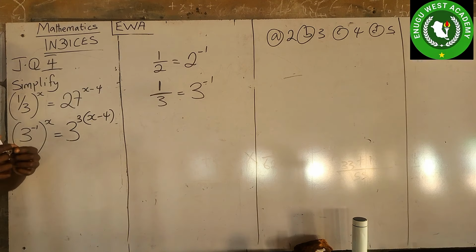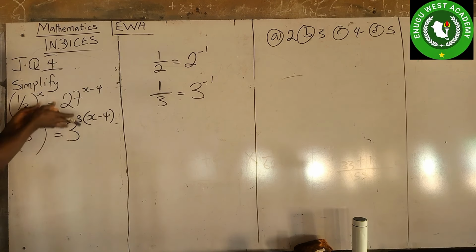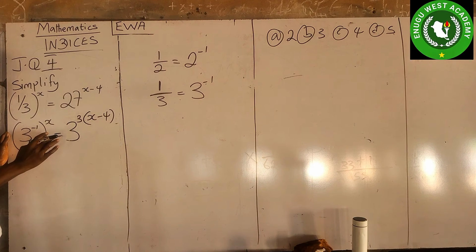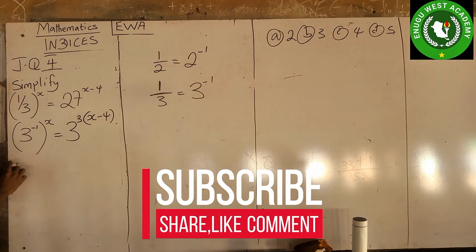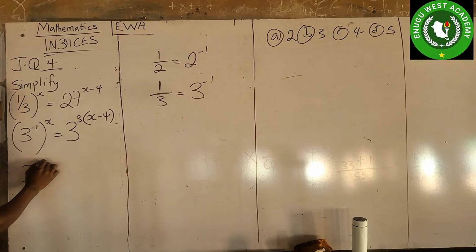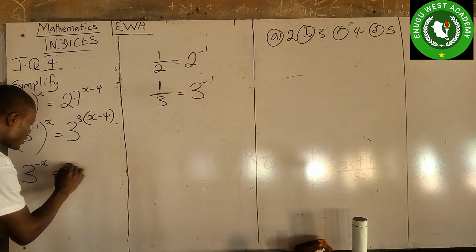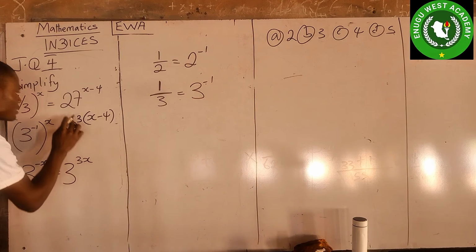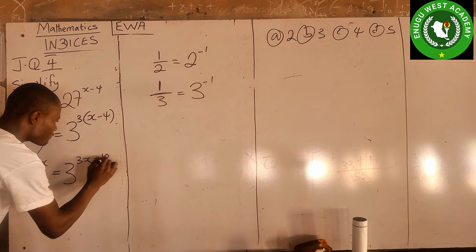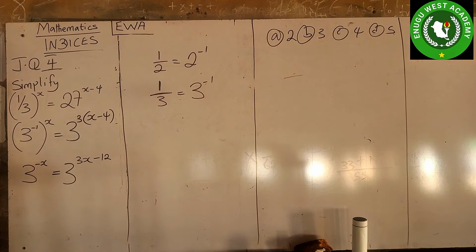So we are going to look for a number that will replace that 27, but it is still 27. Now, so we have x minus 4. Now, let's open the bracket. Minus 1 times x, we have minus x is equal to 3. Let's open the bracket. 3 times x is 3x. 3 times minus 4 is minus 12. Now, we are going to now say what?